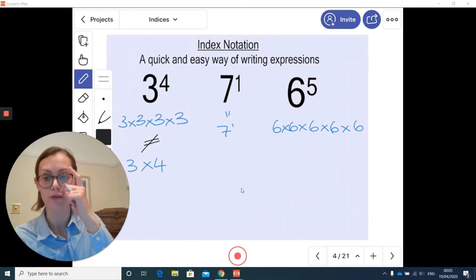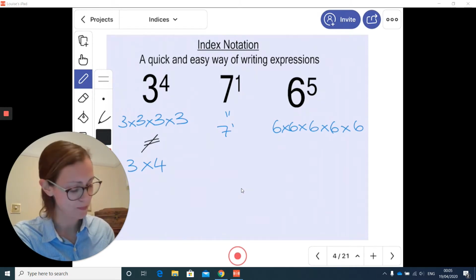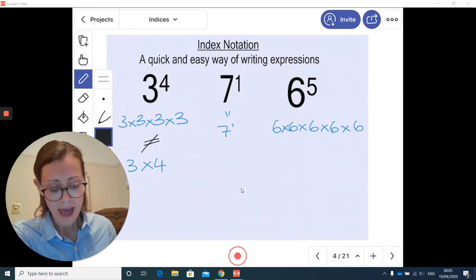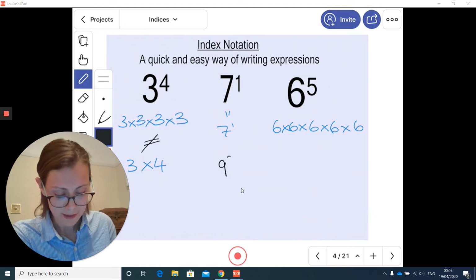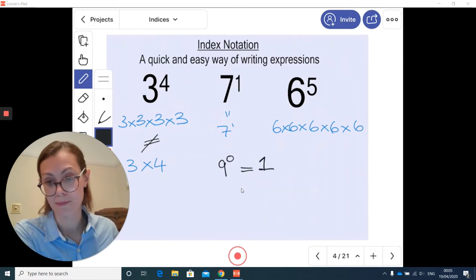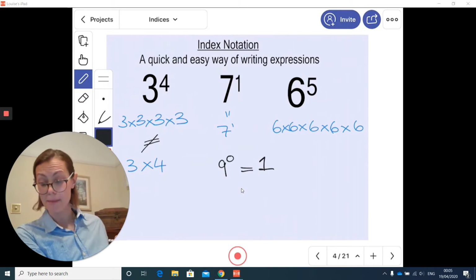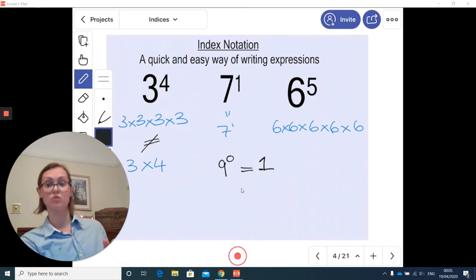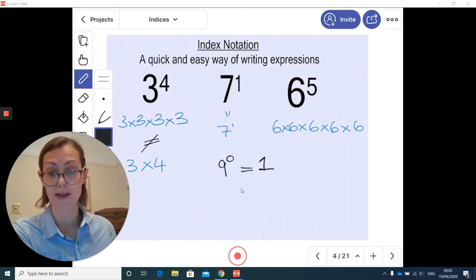One key rule that I need you to make sure you've written down and learn off by heart. Super common in the exam. Anything to the power of 0, so 9 to the power of 0 is 1. And at this stage, I'm just going to ask you to accept that and believe me, and we're going to go back over, once we've done our dividing indices, I'll show you why that is the case.